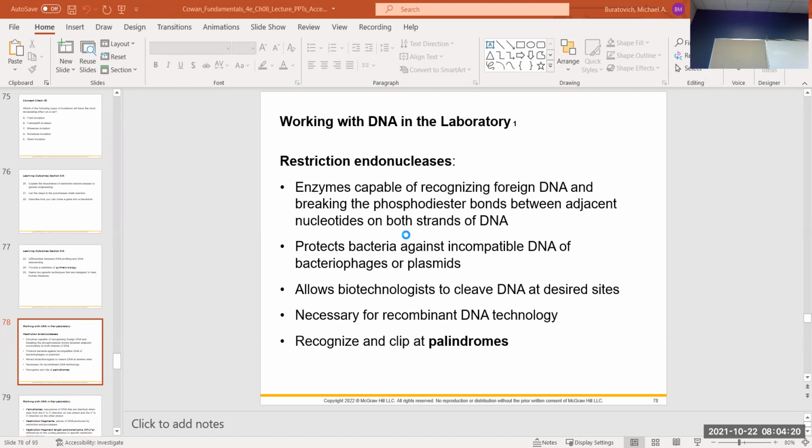Palindromes. A very famous palindrome to illustrate how palindromes work: Madam, in Eden, I'm Adam. Now read it the other way. Madam, in Eden, I'm Adam. It reads the same way in one direction as it does in the other.